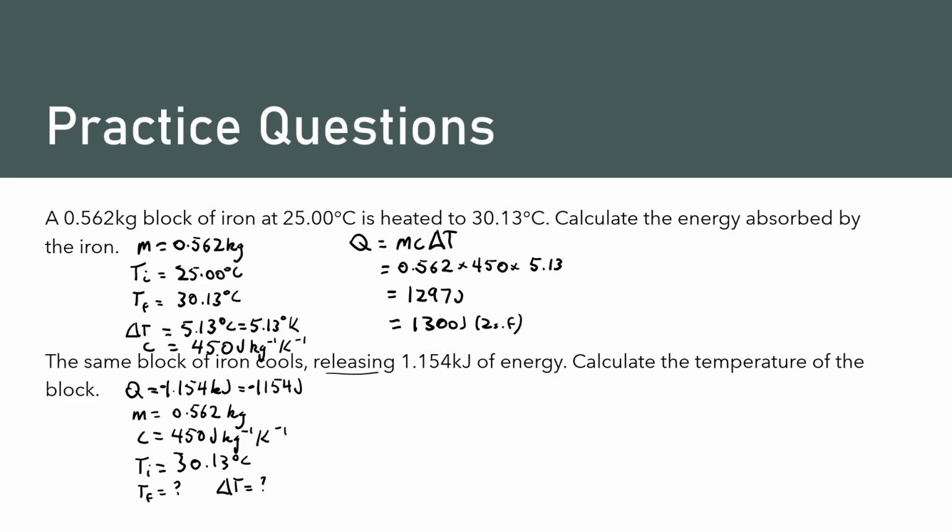From here, what I need to do is calculate for delta T, and I'm going to do that in order to be able to find the final temperature at the end. To calculate for delta T, we just need to use our Q equals mc delta T formula, rearrange for delta T, and then substitute.